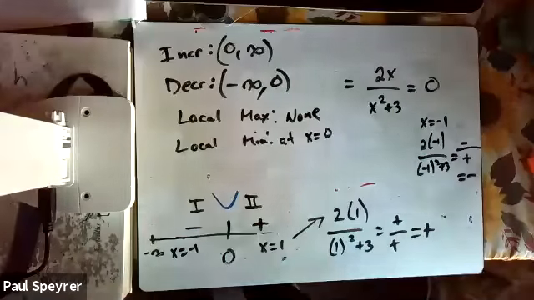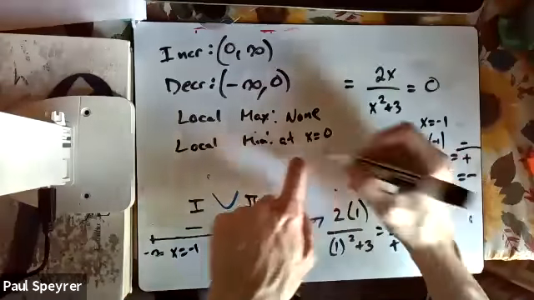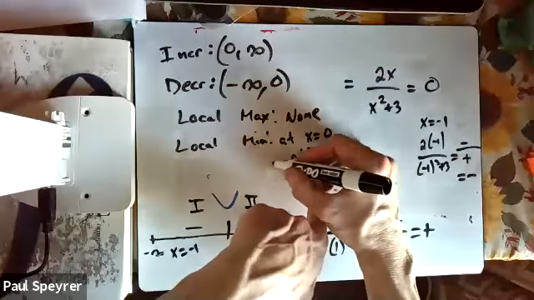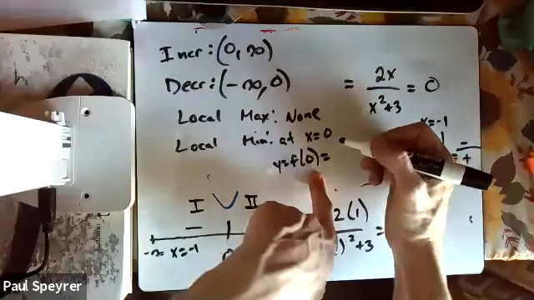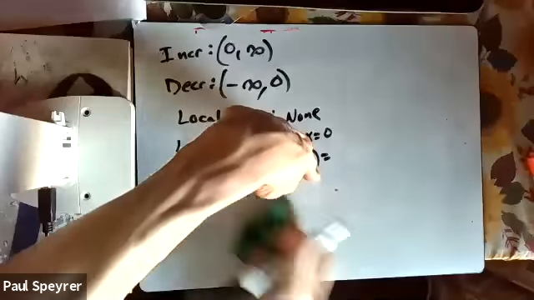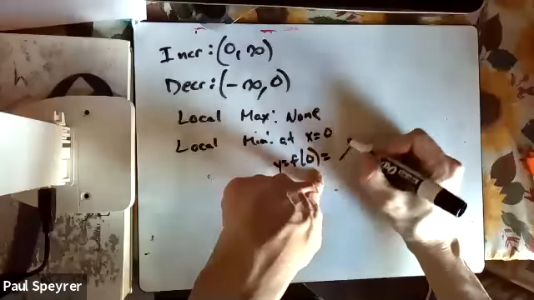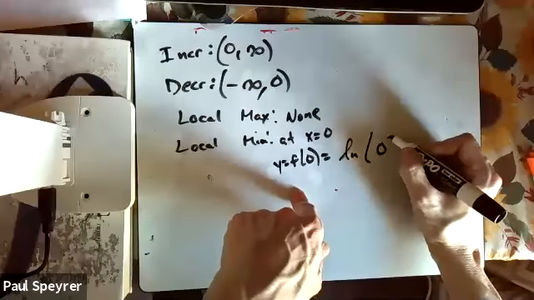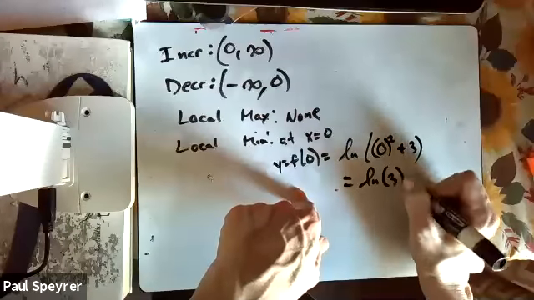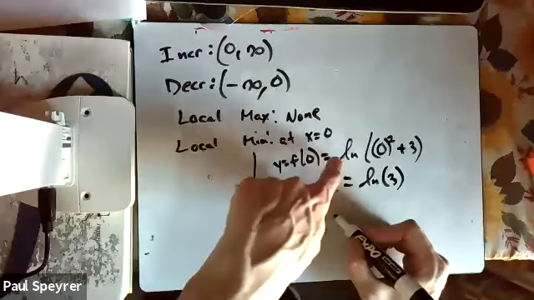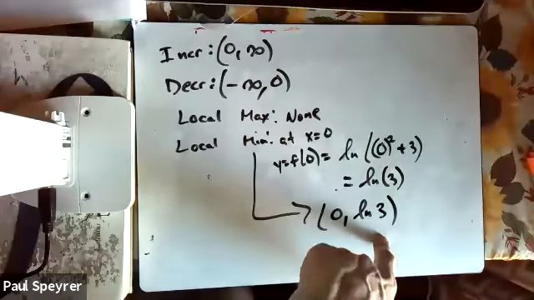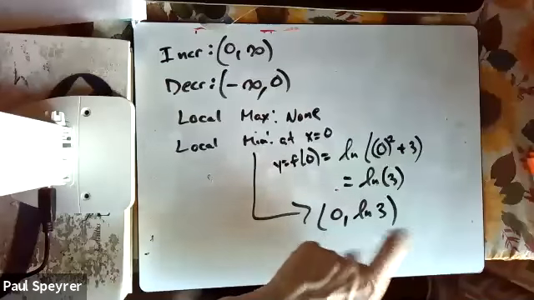Remember, we got to find the y value for this. So we need to find f of 0. What is f of 0 in this case? Remember, you need to go back to the original function. So that is ln of, and we're going to have 0 squared, right, plus 3. That equals ln of 3. So your local min is at the point 0 comma natural log of 3. Don't convert this to a decimal unless the problem asks you, and it's probably not, so leave it in exact form.